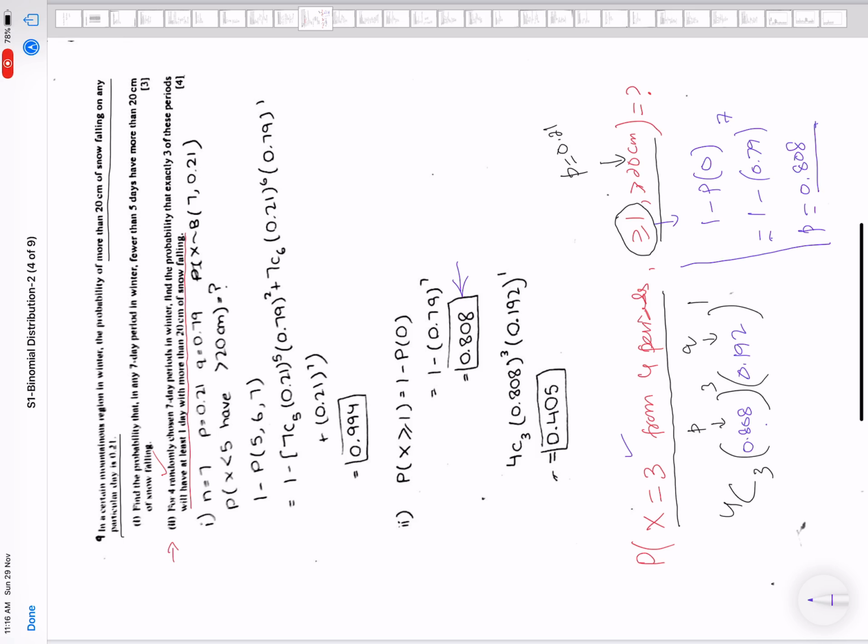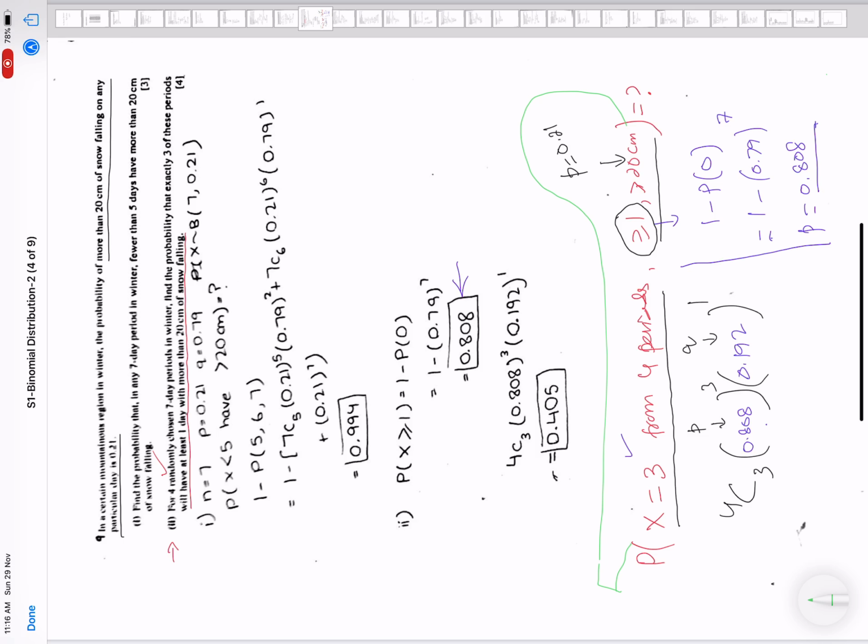Let me repeat this question because it is very important. The question is, for 4 randomly chosen 7-day periods in winter, find the probability that exactly 3 of these periods will have at least one day with more than 20 centimeters of snow falling. Now, how to solve this question easily? This is the best way: first, write the information in the bracket. If you write the information in the bracket, you will be able to solve this question easily.